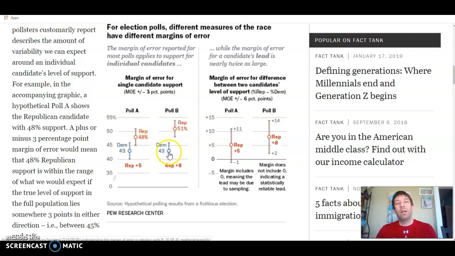If we come over here to poll B, though, now the Democratic candidate is still the same. The Republican candidate here polled at 51%. And so if we go up 3%, we're at 54, and down 3%, we're at 48. Now there is no overlap between these intervals. Based on our confidence interval, we would expect the highest the Democrat might be polling at is 46%, and the lowest the Republican might be polling at is 48%. So if we had these poll results with this margin of error, this is a case where we could feel pretty certain that people preferred the Republican candidate to the Democratic candidate.